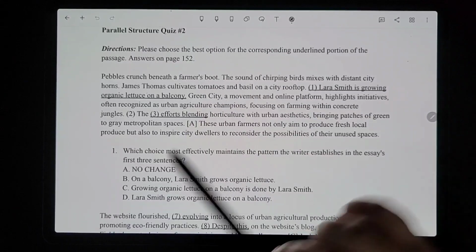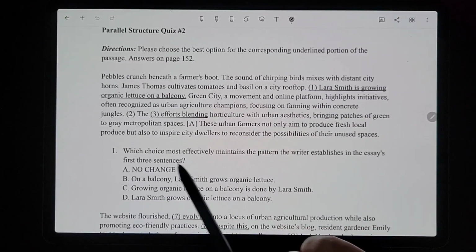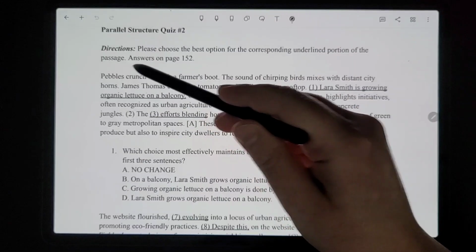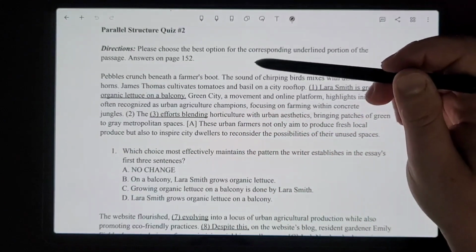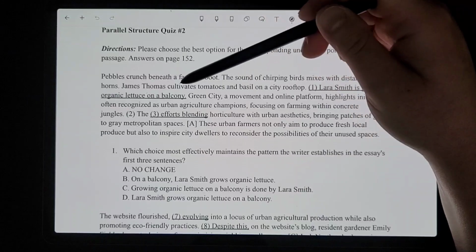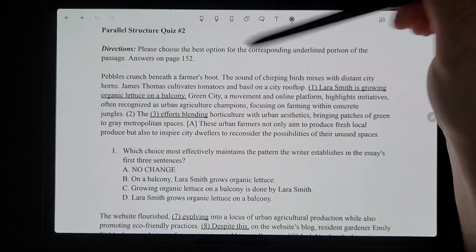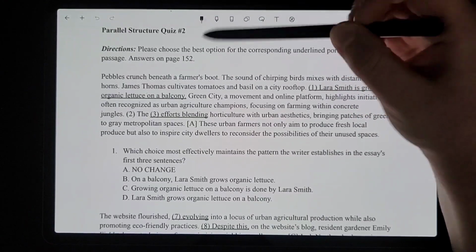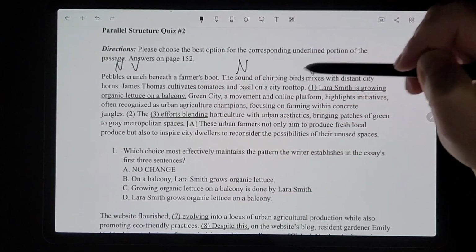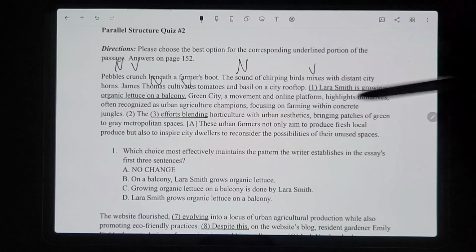Now, number 1 is referring to the underlined portion there. Which choice most effectively maintains the pattern the writer established in the essay's first three sentences? So let's read the first 3 sentences. Pebbles crunch beneath a farmer's boot. The sound of chirping birds mixes with distant city horns. James Thomas cultivates tomatoes and basil on a city rooftop. So here we have noun, verb, noun, verb, noun, followed by verb.